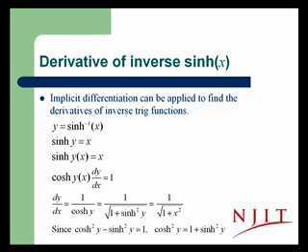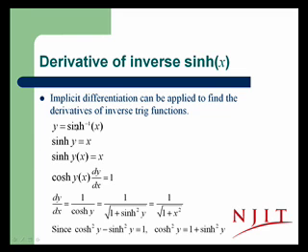We can also find the derivative of the inverse sinh of x, the inverse hyperbolic sine, exactly the same as we did previously, using implicit differentiation to find the derivative of the inverse sine of x. So implicit differentiation can be applied to find the derivatives of the inverse hyperbolic trigonometric functions now. And we do it exactly as we did earlier.